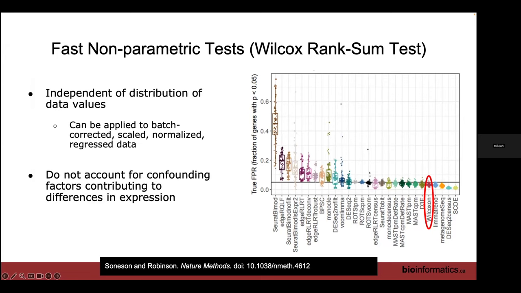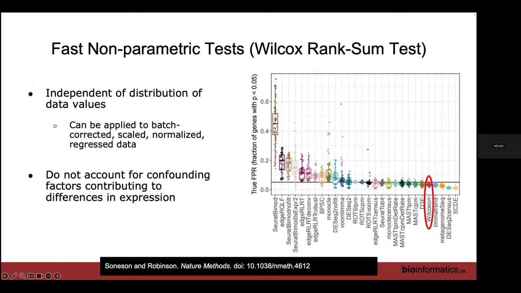But it also doesn't account for any confounding factors in the difference of expression, right? It's the equivalent of a t-test. It's just saying, is group A bigger than group B? So if you want to deal with batch effects or normalization, you have to do that before you apply this test.